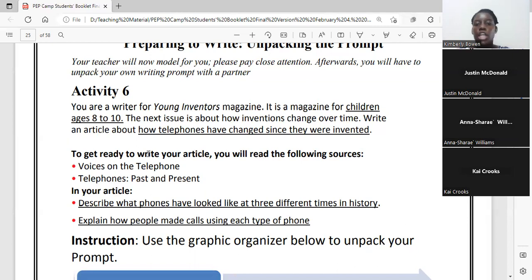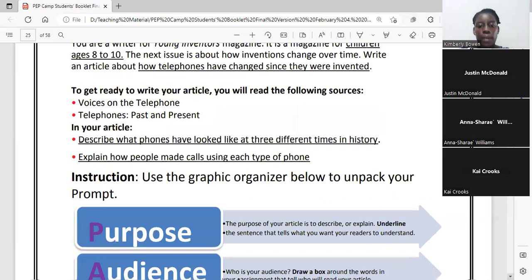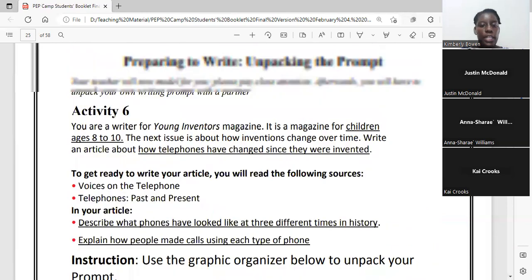Okay, great. So that's the writing prompt. And in this prompt, we're going to try to find the purpose, audience, strong verb, topic, and task. It's P-A-S-T-T. So let's look for the purpose. And let's go back to the definition of what the purpose is. The purpose is what we want the reader to understand when they're finished reading the article, right?